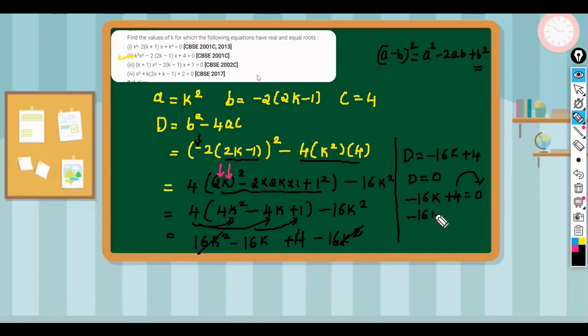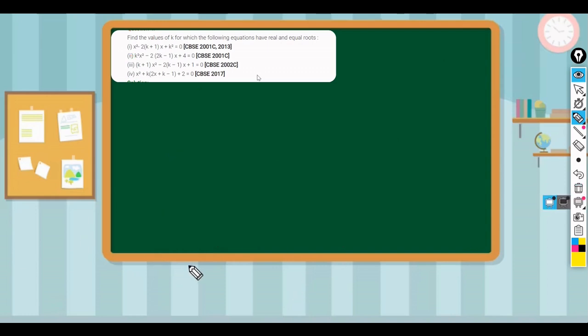Now throw the plus 4 to the right side. Minus 16k equal to minus 4. Look at the minus sign on the left and right, just remove it. Now you will get k equal to 4 by 16, which is 1 by 4. Hope it is clear. Let's go to the next question.